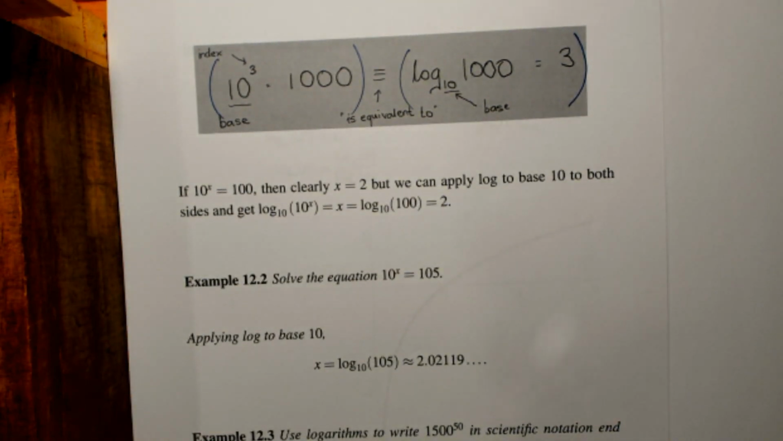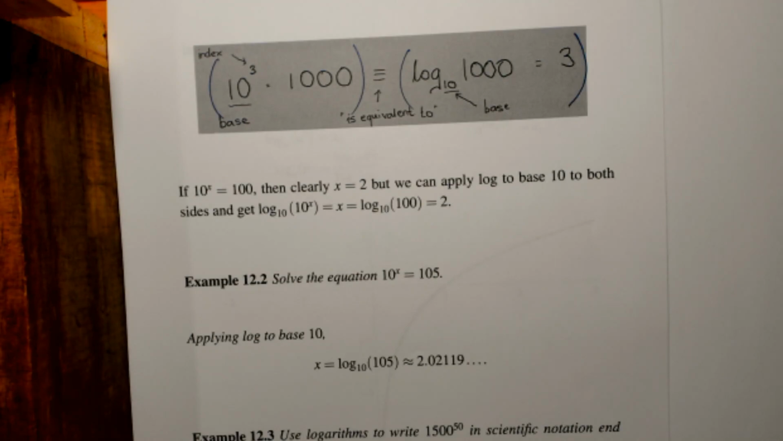But sure, there's also a definition of the logarithm that comes from this. If 10 to the power of x is 100, then clearly x is 2, but we can solve that through the logarithm because an equivalent equation is log to the base 10 of 10 to the power of x is equal to x. And then you can calculate that in the calculator and put in 100 and log to the base 10 of that, and you can get 2, telling you that 10 to the power of 2 is 100.